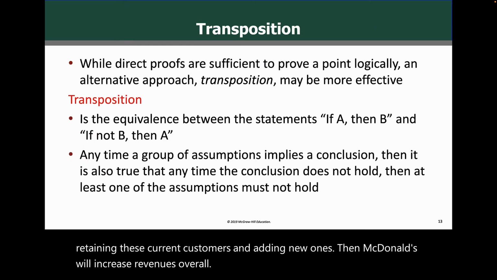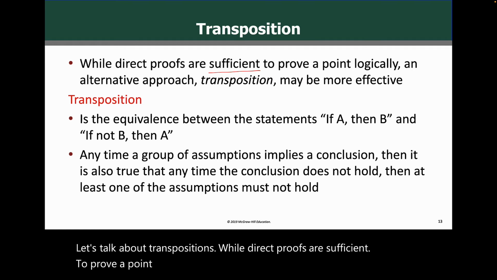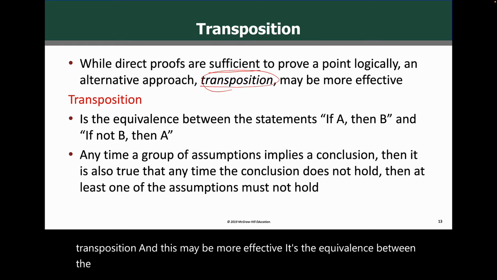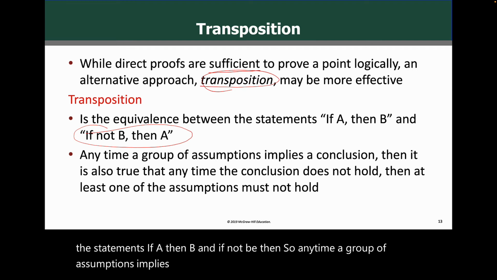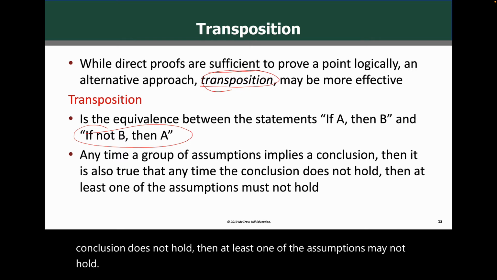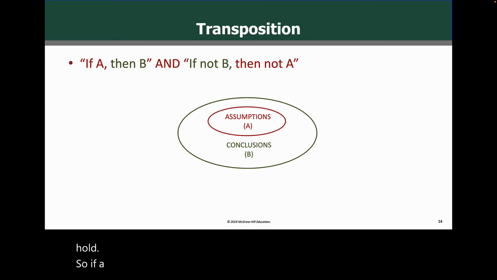Now let's talk about transposition. While direct proofs are sufficient to prove a point logically, an alternative approach is that of a transposition, and this may be more effective. It's the equivalence between the statements if A then B and if not B then not A. So anytime a group of assumptions implies a conclusion, then it is also true that anytime the conclusion does not hold, then at least one of the assumptions may not hold. So if A, then B, but if not B, then not A.